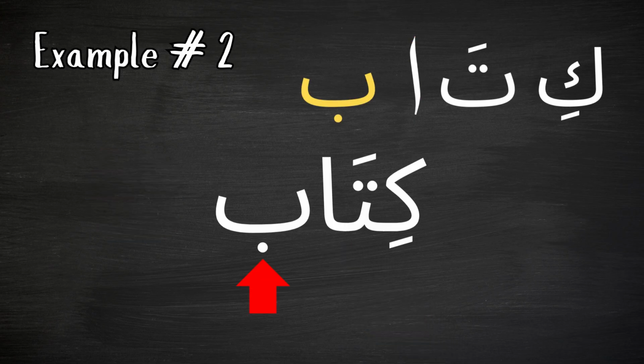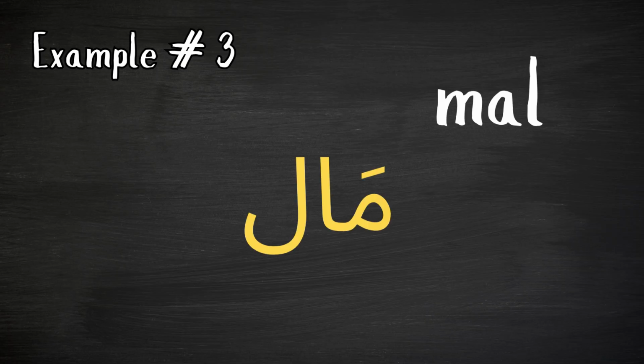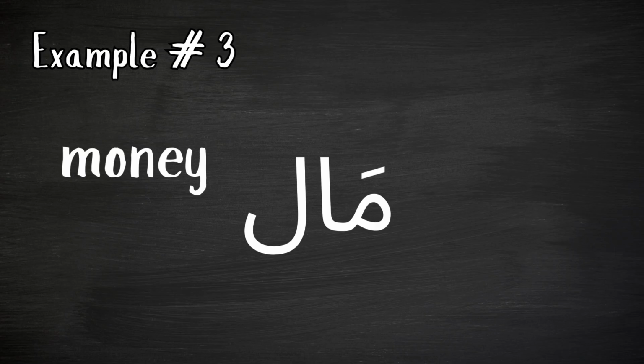Ta. The final letter is written without a vowel mark, so we keep it still. B. Now read with me. Ki. Ta. A. B. Kitab. One more time. Ki. Ta. A. B. Kitab. Now the whole word. Kitab.